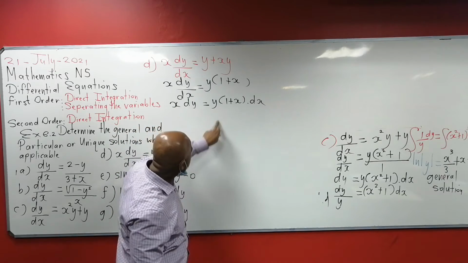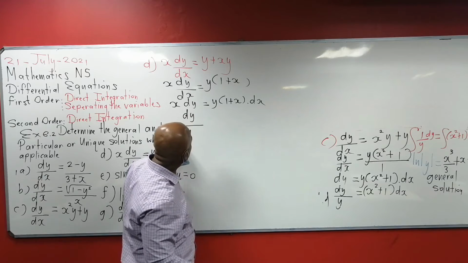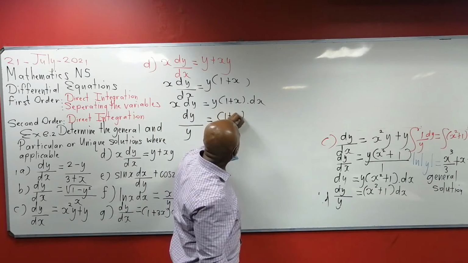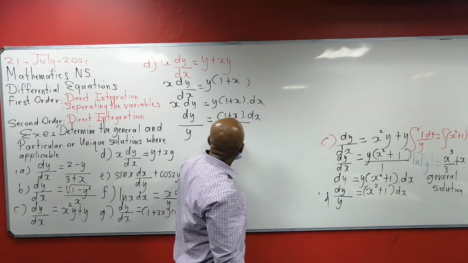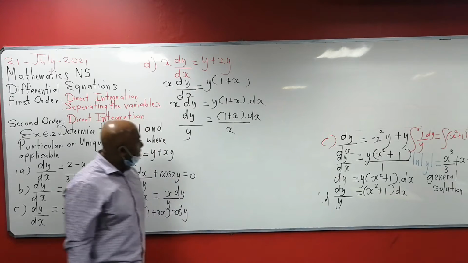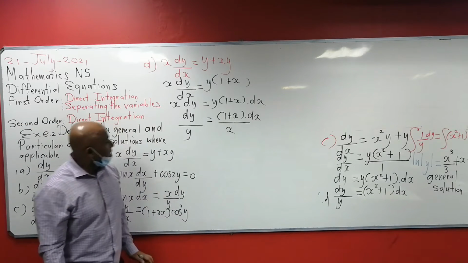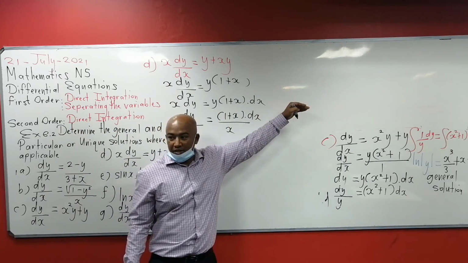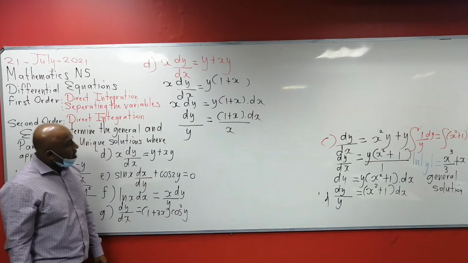So this is what I'm going to do now. I want this y on the left. So that's dy divided by y. And here I got my 1 plus x times dx, and I'm dividing by x there. So now the variables have been separated. dy must always be in the numerator, dx must always be in the numerator, no matter which side you're on.